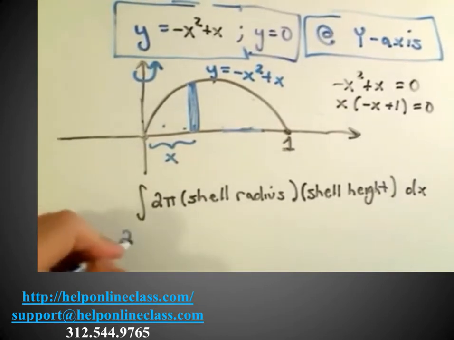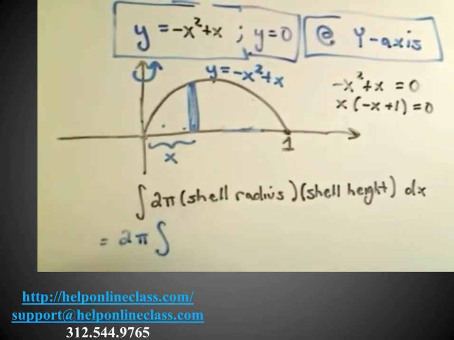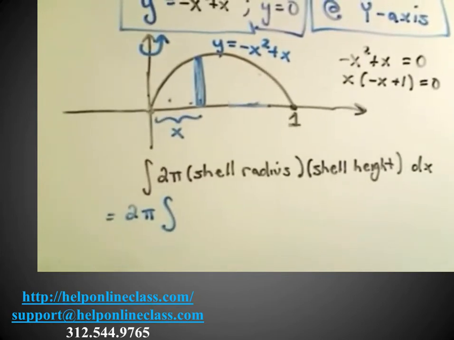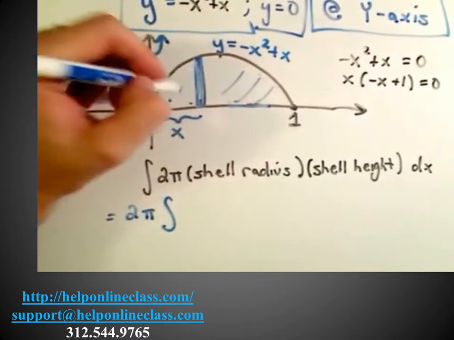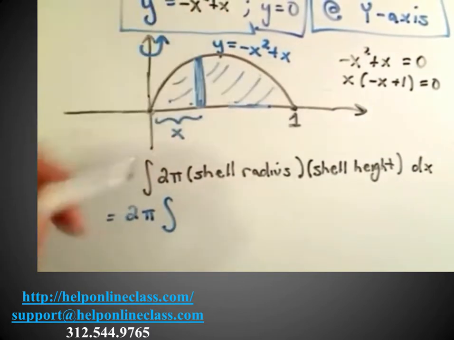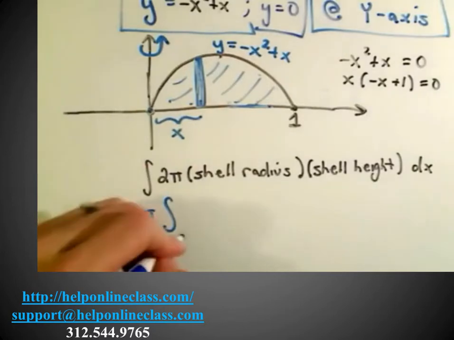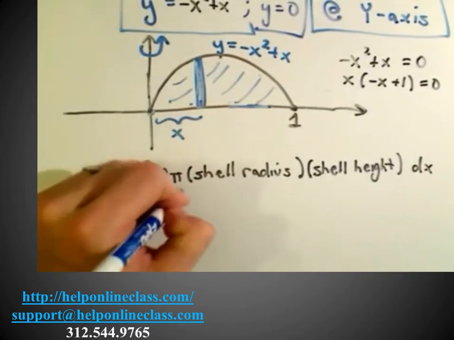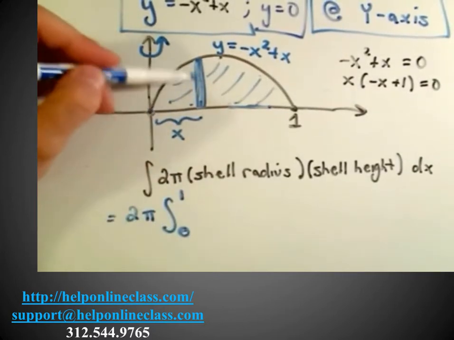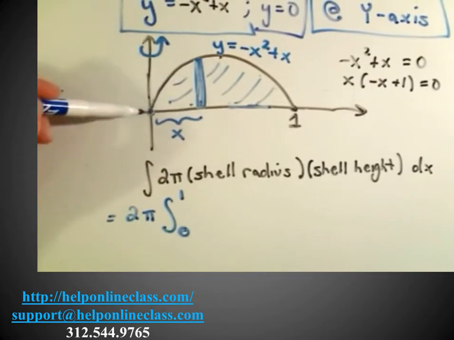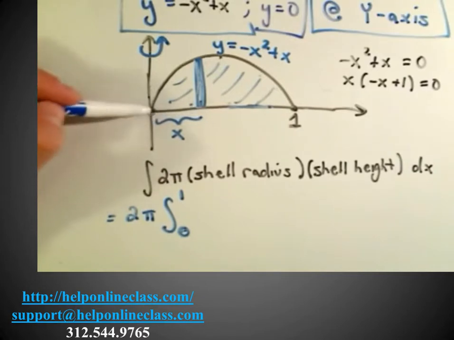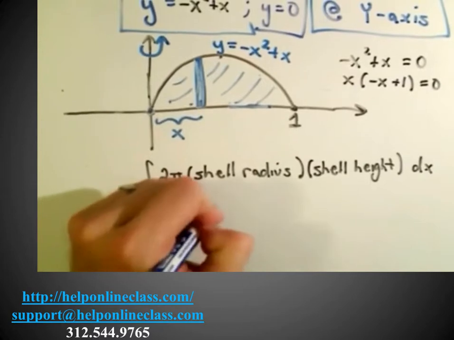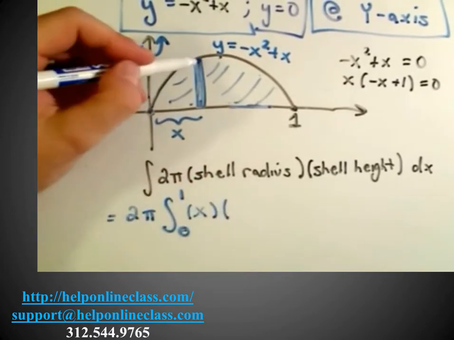So to set up this integral, it's going to be 2 pi. You can factor that part out front. The limits of integration go from an x-coordinate of 0 to an x-coordinate of 1, because that's where the region starts and stops. The shell radius is just the distance from my shell to the line I'm going about. So if I'm rotating about the y-axis, the shell radius in this case would simply be x. So I'll take x and then multiply that by the shell height.